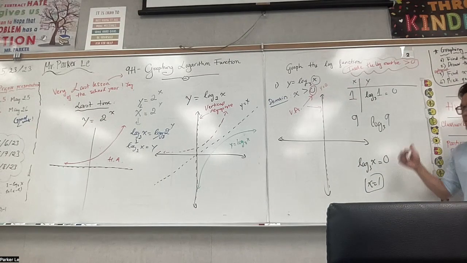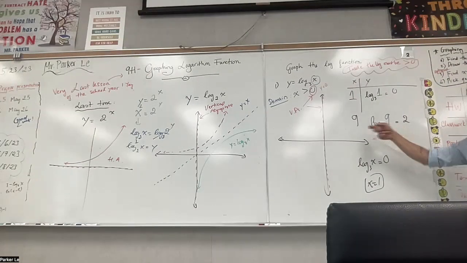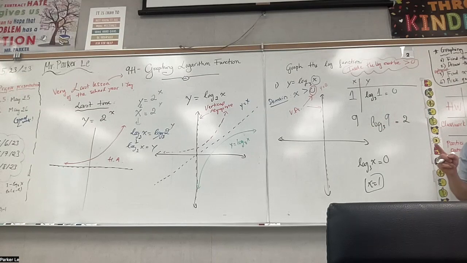2. Why is it 2? Because 3 to the power 2 is 9. Okay? 1 point for Elizabeth and 1 point for Orlando. So 9 is a good one. I need one more point.